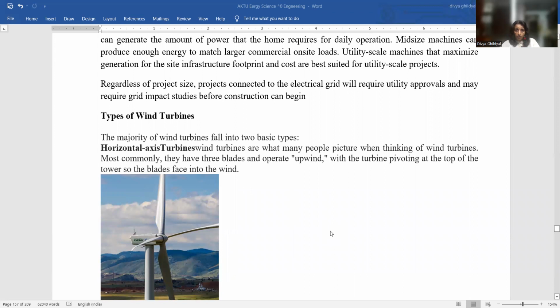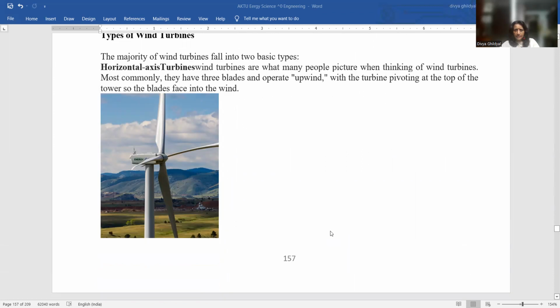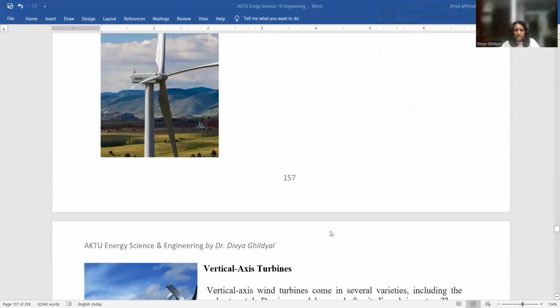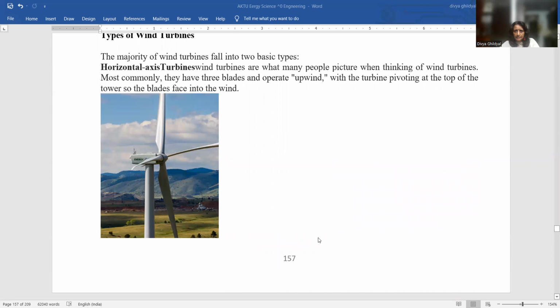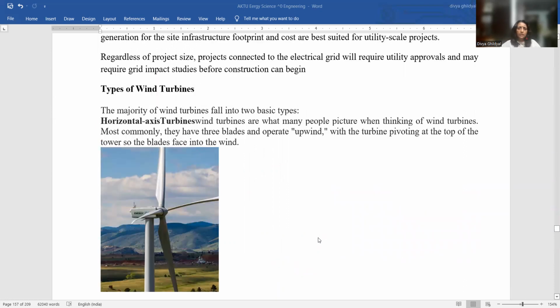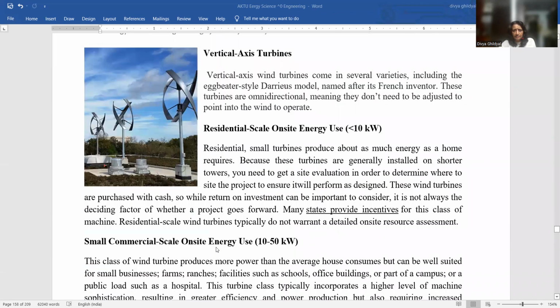Now, there are basically two types of wind turbines, horizontal and vertical. Horizontal axis turbines are what many people picture when they are thinking of wind turbines. Most commonly, they have three blades, like your simple fan, and these blades are mounted on long high poles so that when wind comes, these blades start rotating and they create energy.